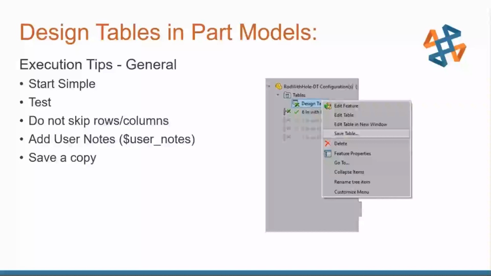Now, the kicker is you can only have one design table per part model. So you would need to save the table, delete the table, and then add the design table back in with that linked to table option on. So it's kind of a complex workflow, but it can be done. But this is more for saving that backup copy, just in case.